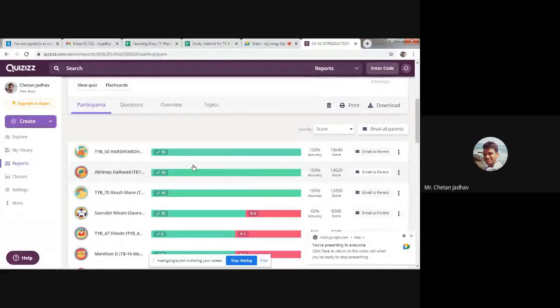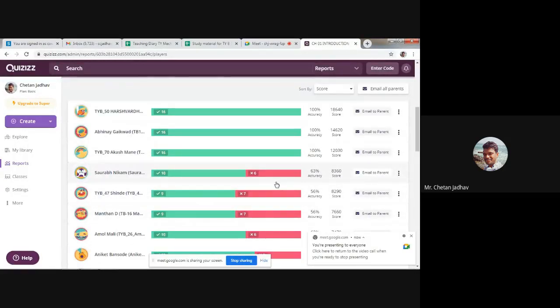Again I request the remaining students who have not attempted the quiz to start attempting it. Till now only 33 out of 40 students have attempted. Among those 33 students, I will show you those who are making good ranks. Now you can see. Harshvardhan has 100% accuracy, then Abhinay Gaikwad also, and then Akash Mani. Congratulations to all of you.